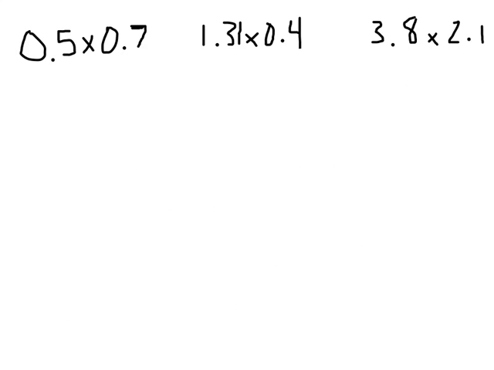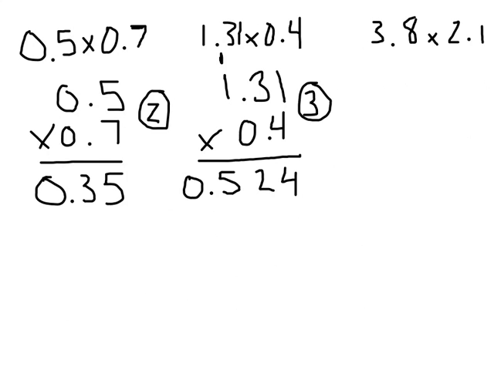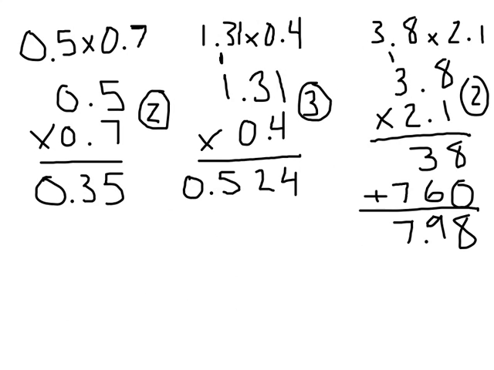Now you try 3 problems. First, what's 5/10 times 7/10? 5/10 times 7/10 is 35/100. Now try another. What's 1 and 31/100 times 4/10? 1 and 31/100 times 4/10 is 524 thousandths. Now try another. What's 3 and 8/10 times 2 and 1/10? It's 7 and 98 hundredths.